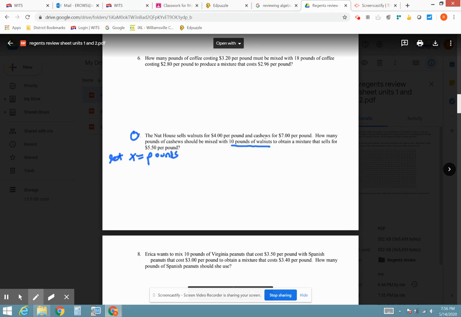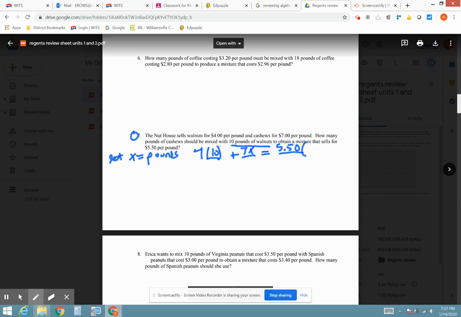I know I'm going to have 10 pounds of walnuts. The walnuts mixed with the cashews should equal my total amount. Walnuts are $4 per pound, and I'm going to buy 10 pounds of them. My cashews are $7 a pound. I do not know how many pounds I'm going to buy of them. I don't know how many pounds I'm going to have, but I know that I want that to be $5.50.